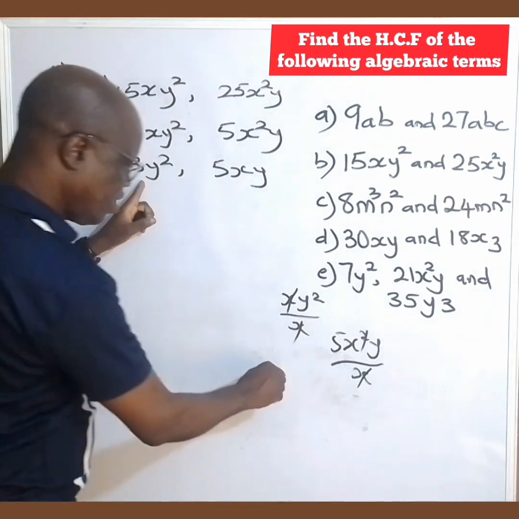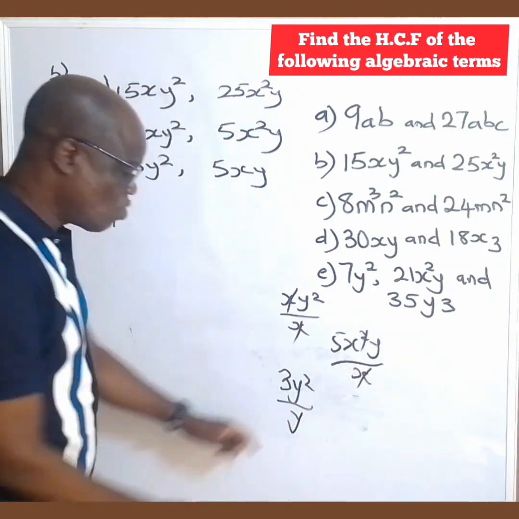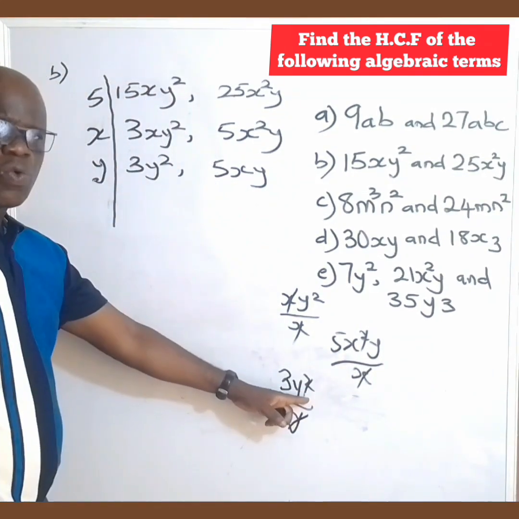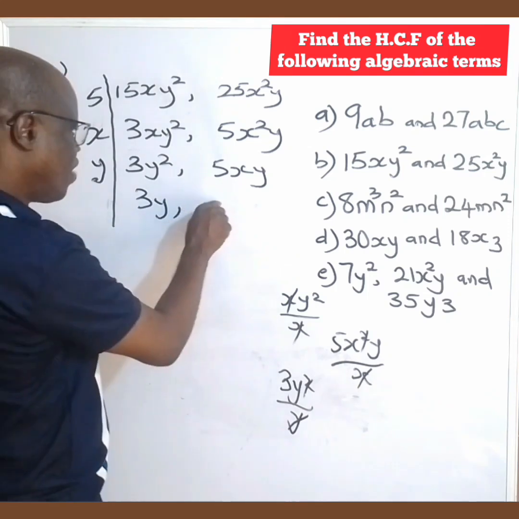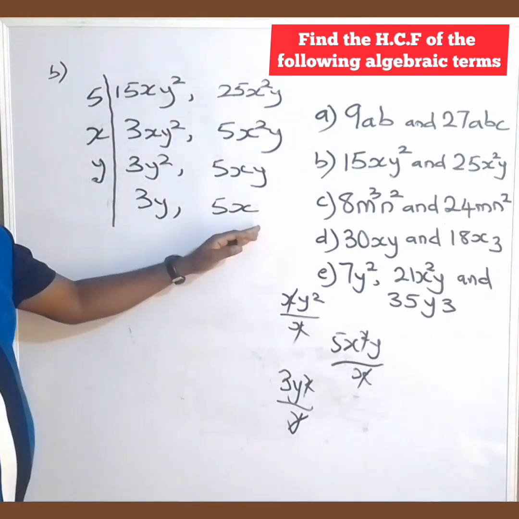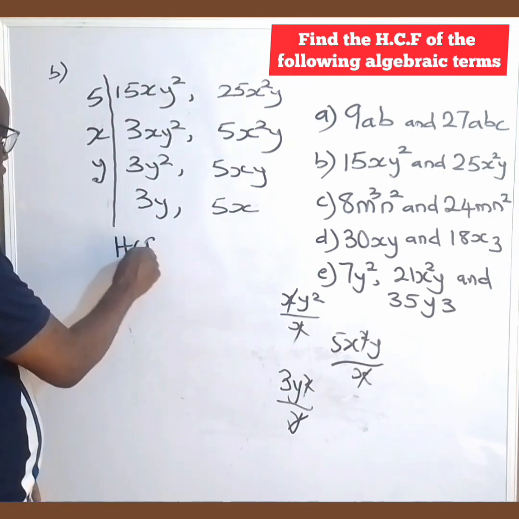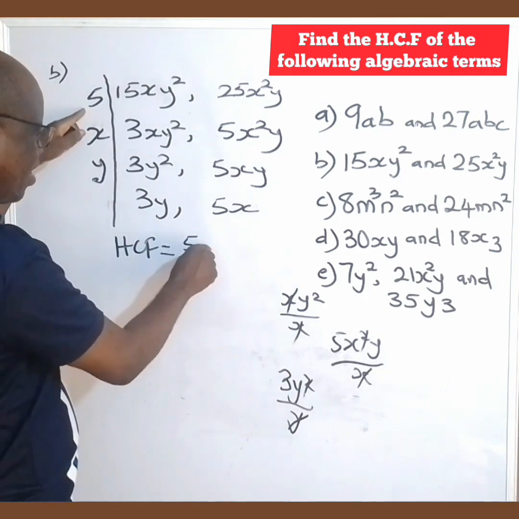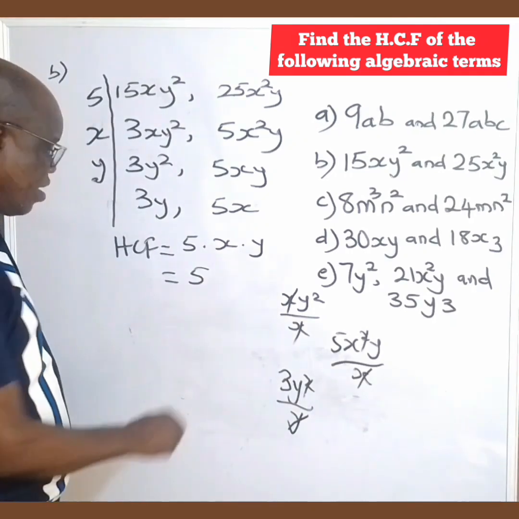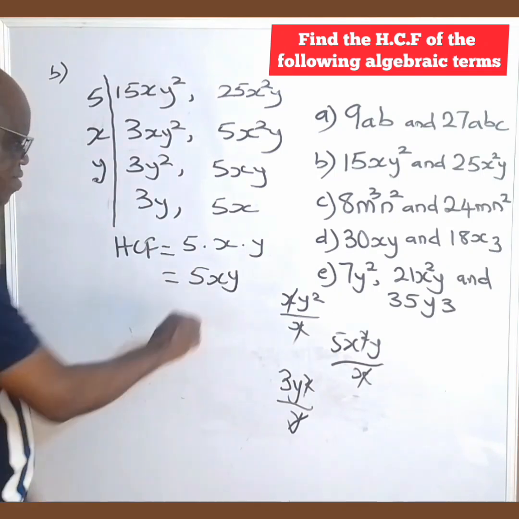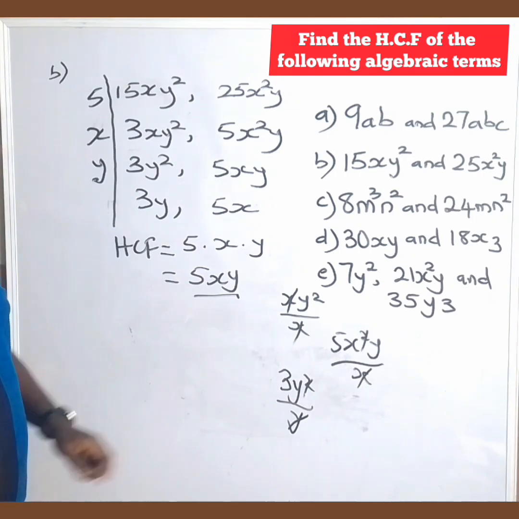So this 3Y squared divided by Y. This one is Y times Y. So Y cancels one of the Y's. So you have 3Y. Do the same thing here. You have 5X. So there's no other number or letter that is common. So your HCF is equal to 5 times X times Y, which is 5XY. So that's the answer. Very simple. Now let's look at the third one.